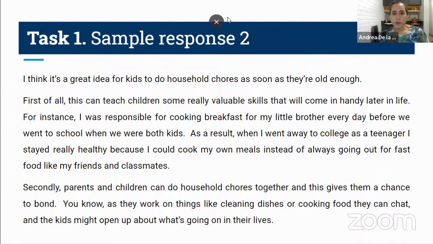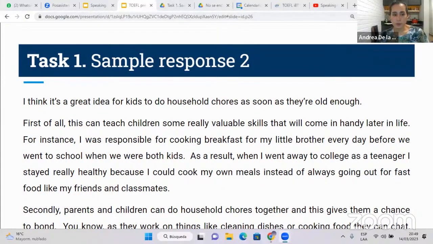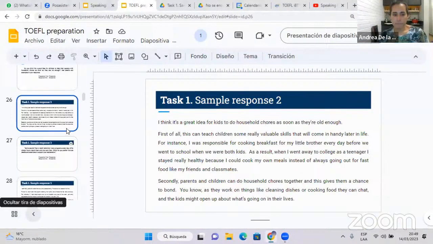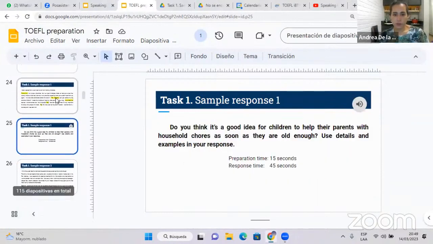Is this okay so far? Do you have any questions about this response? Questions?